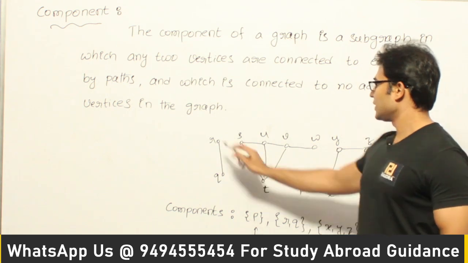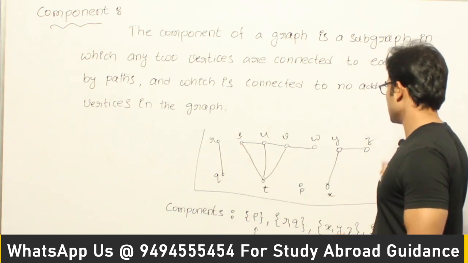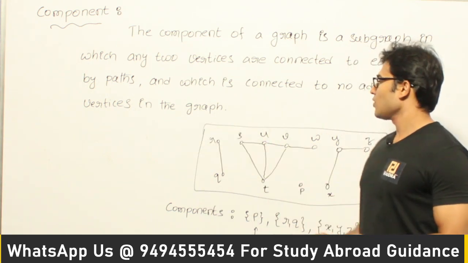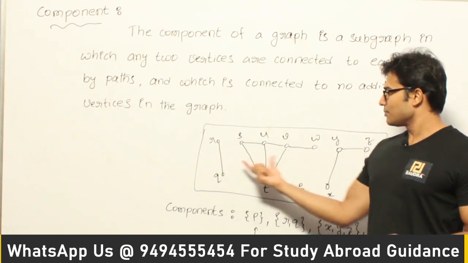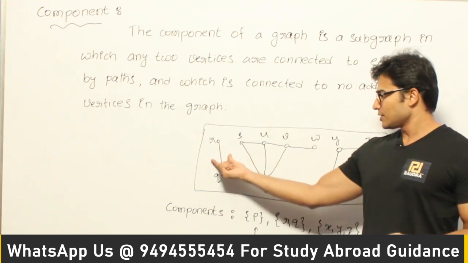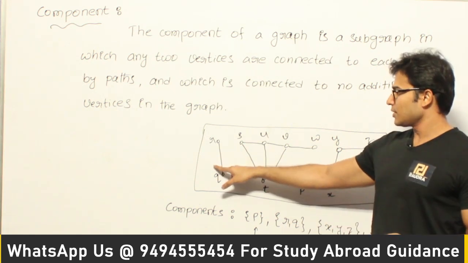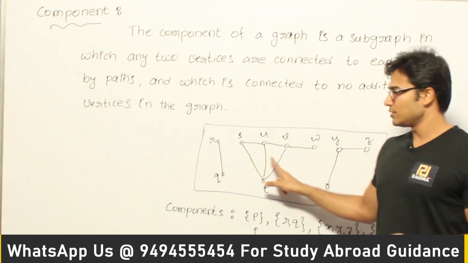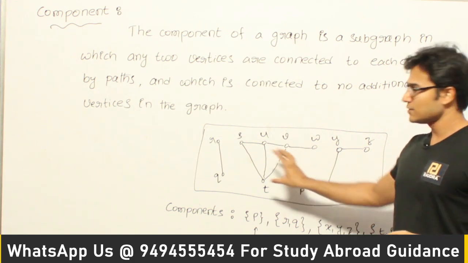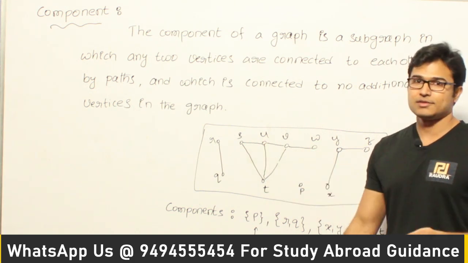Now if you observe this, let us assume that this entire thing is one graph, right? Now there are three subgraphs in this, this is a subgraph, this is a subgraph, and this is a subgraph. If you observe, this subgraph is not connected to this subgraph, and this subgraph is not connected to this subgraph. Such subgraphs are also called components, right?